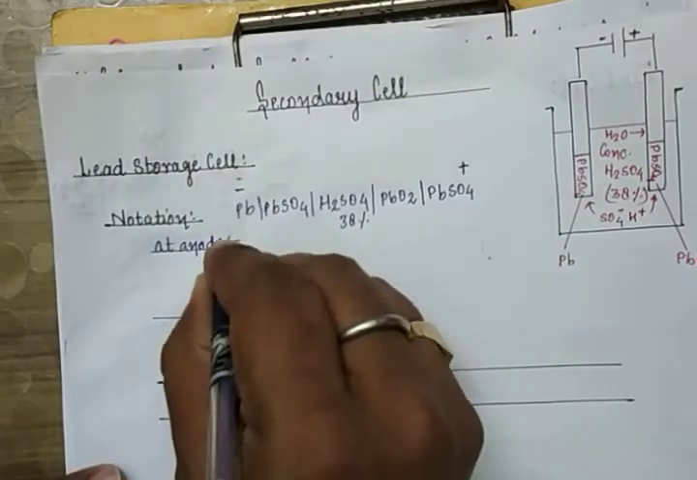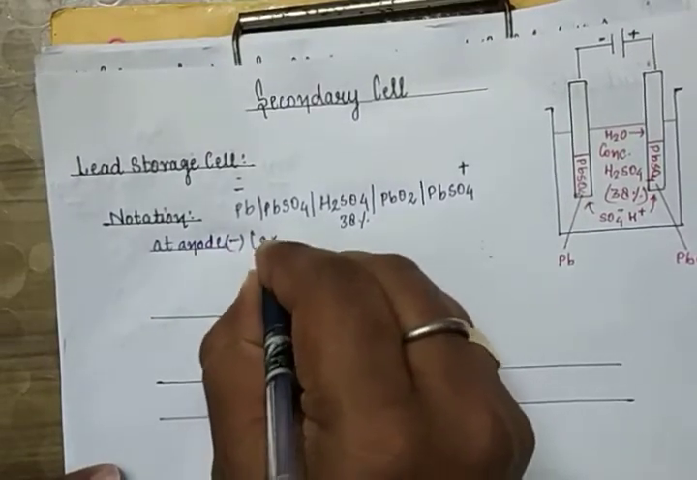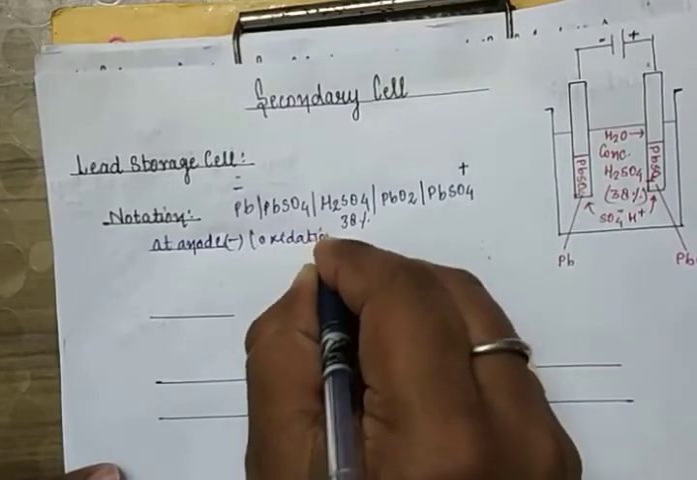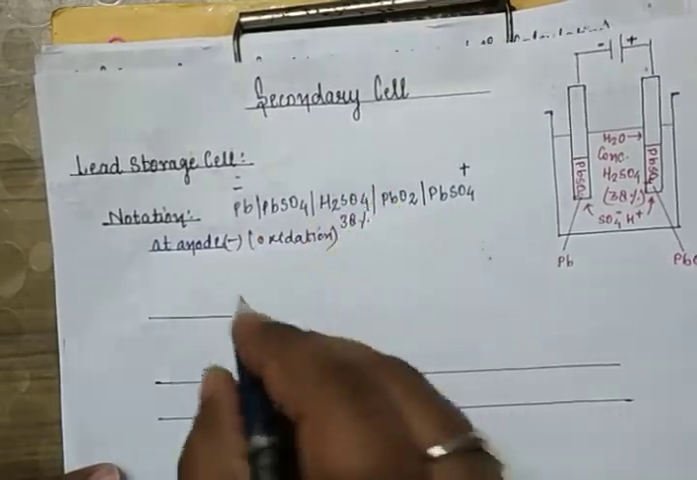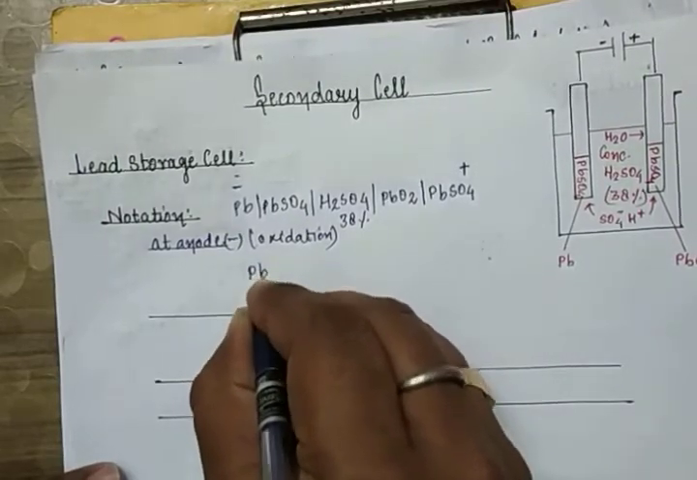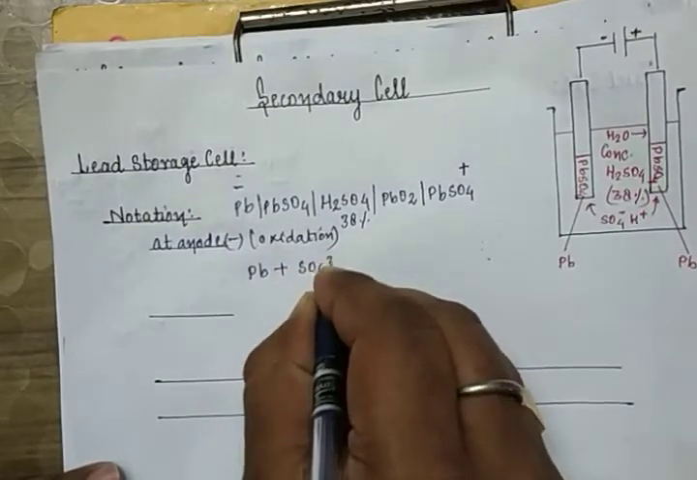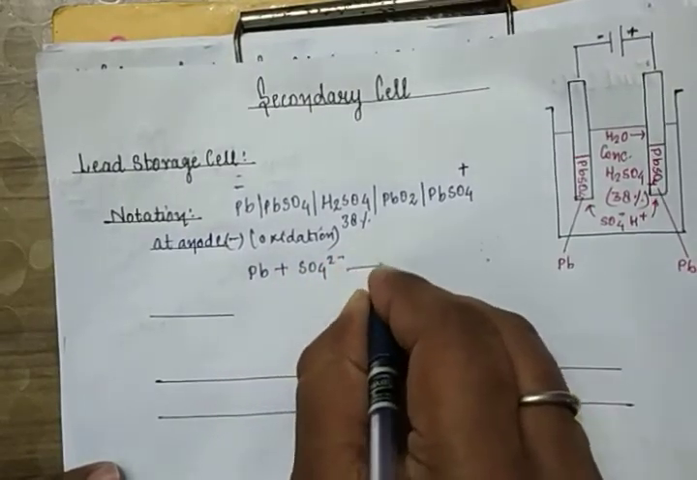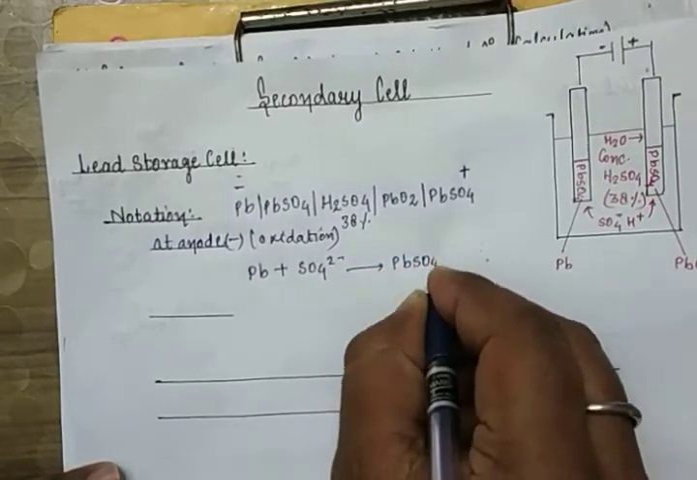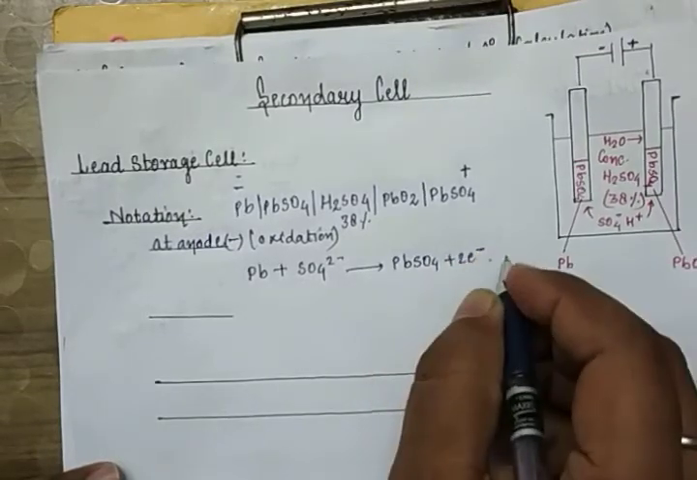Now here the anode is negative. Negative means oxidation occurs. Pb is converted into PbSO4. Just check: Pb plus SO4 2 minus gives PbSO4. And there is a 2 minus charge, so there are 2 electrons lost. This is oxidation, loss of electrons.